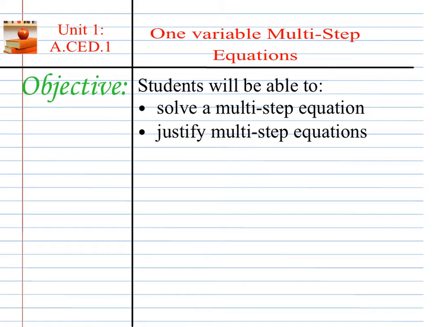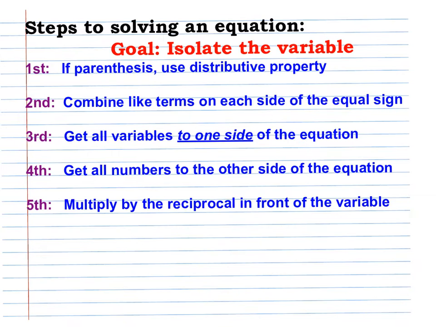So today we're going to be working on one variable multiple step equations. And we're also going to be solving multiple step equations and justifying them. The way we're going to justify them is by a two-column proof using our properties of inequality, distributive property, and combining like terms. This slide has 5 steps to solving a multiple step equation.